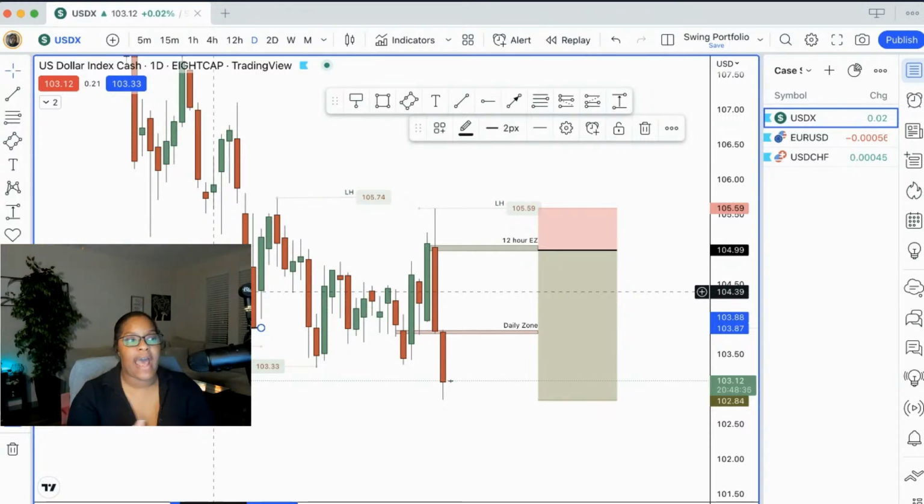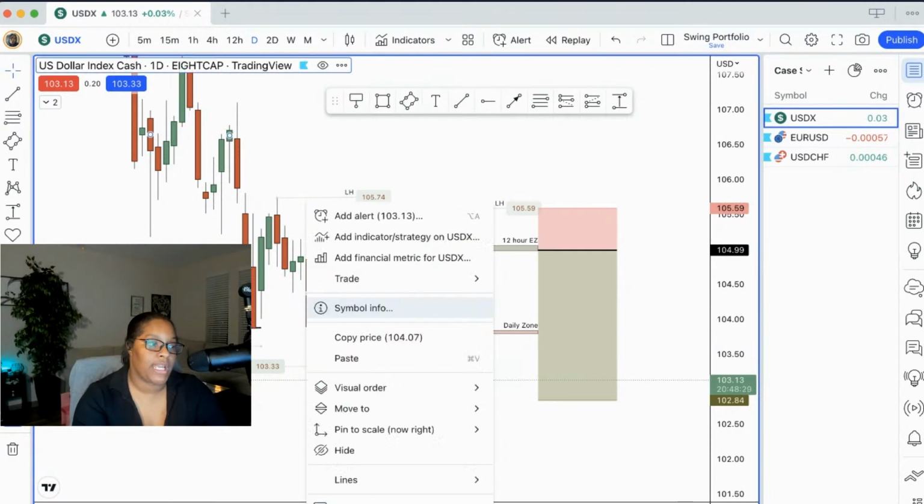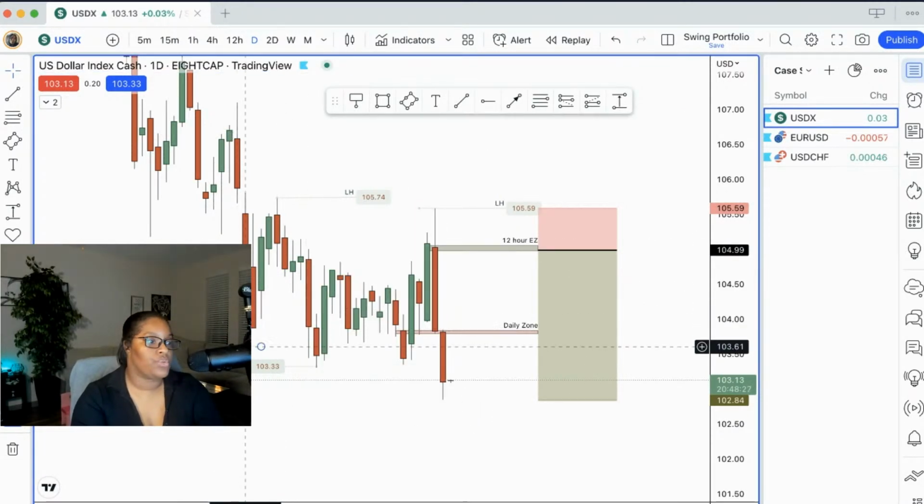But other than that, I don't really use my trend line that often, but it is there if I can't place a zone on one of my candlesticks. So I will use the trend line. It's not specified to any time frame. It's literally as I go, because I'm not using that as often.